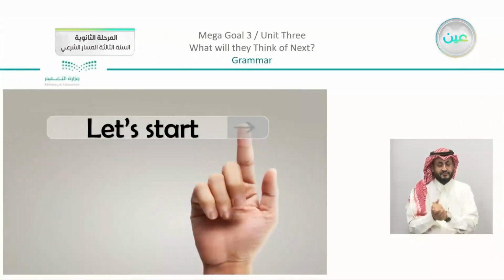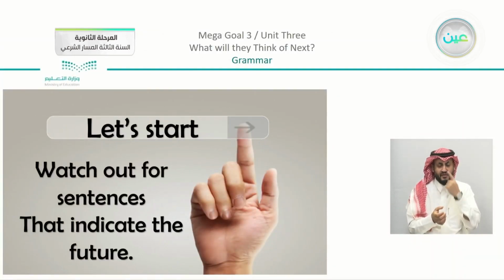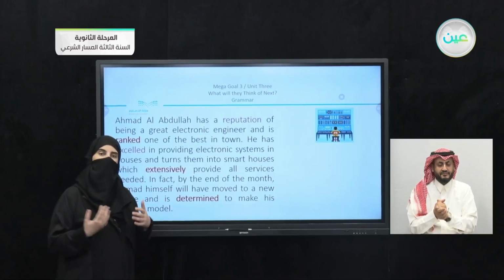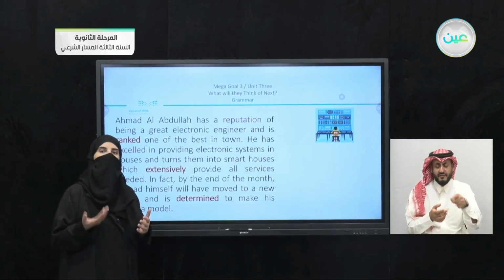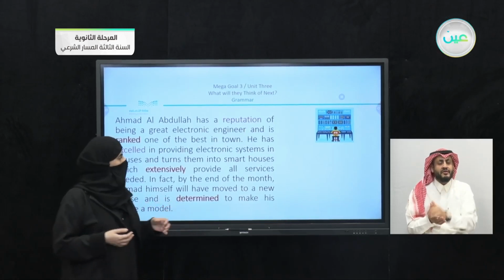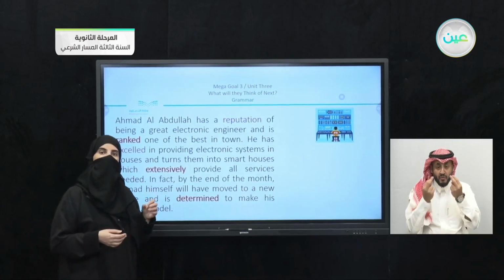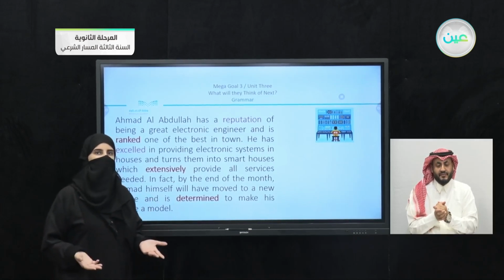We're going to start with the first thing. Watch out for sentences that indicate the future. I have applied here a short story. You are going to read with me, and then we're going to check the future tense in these sentences. The red colors are also words that we have studied, or the colored words in general. But you are going to underline with me the future tense that is used.